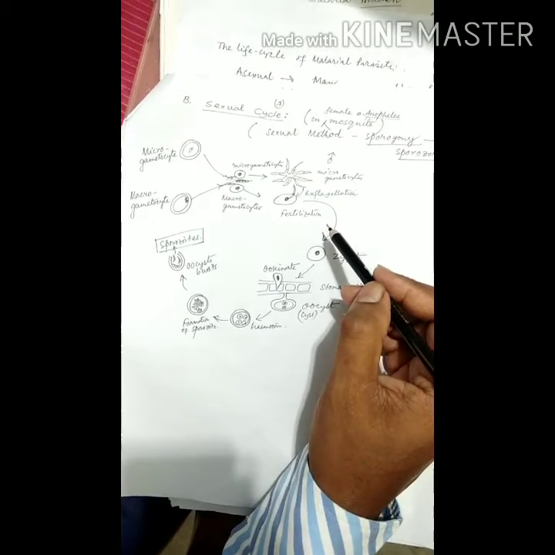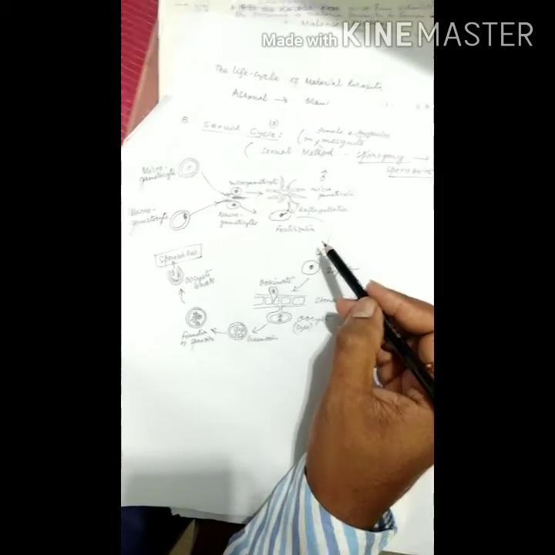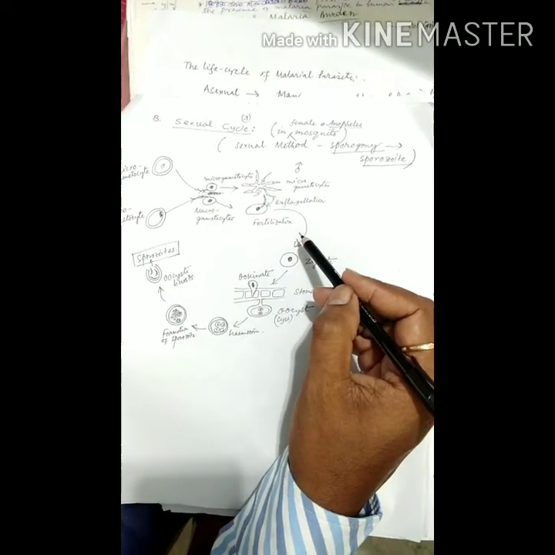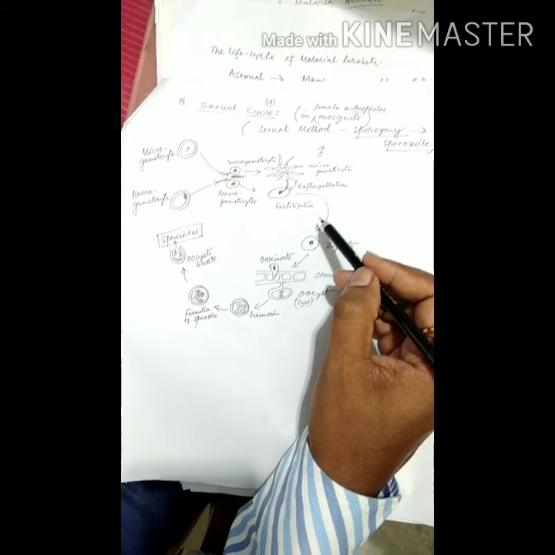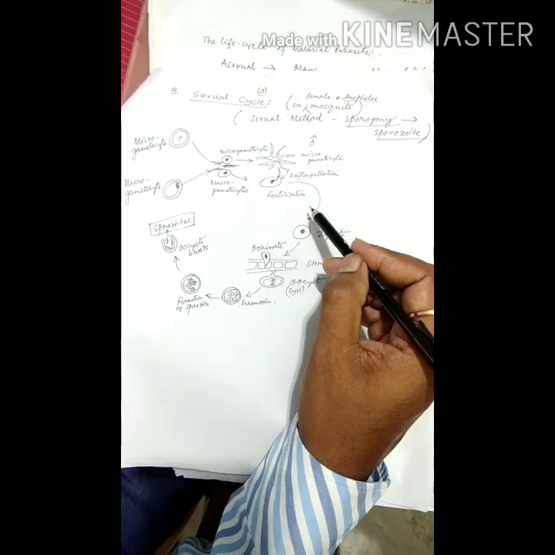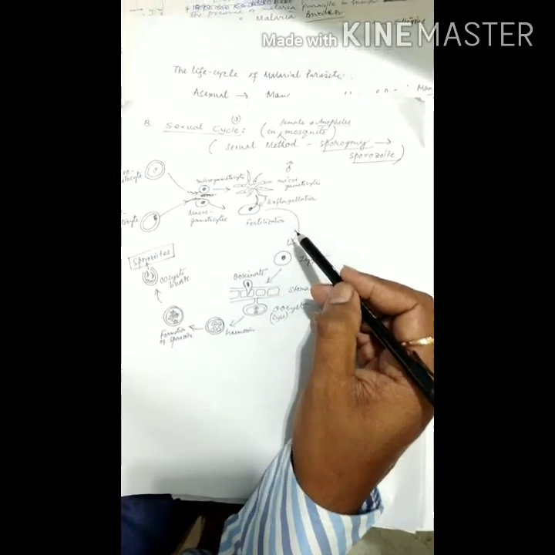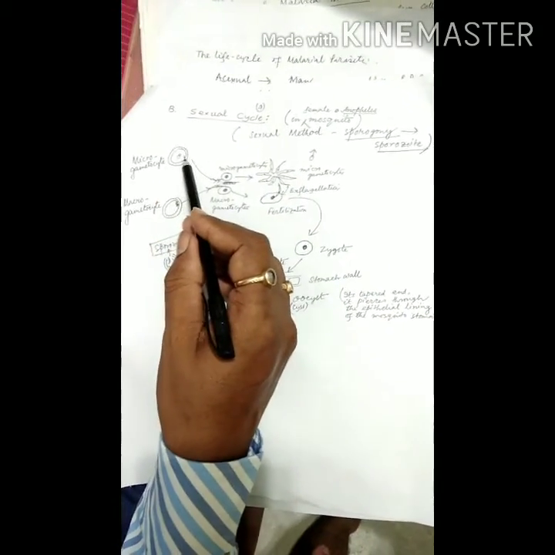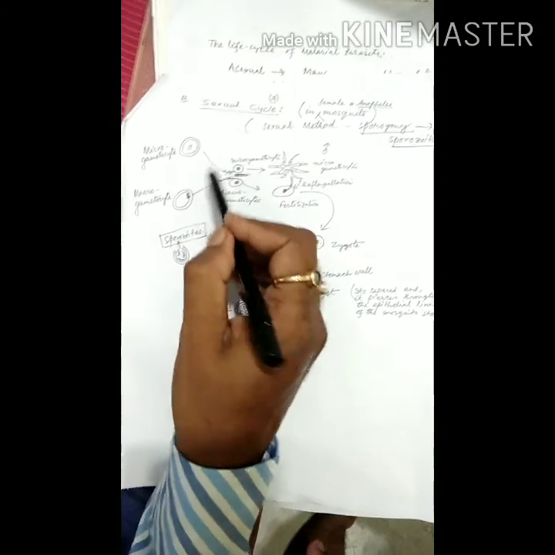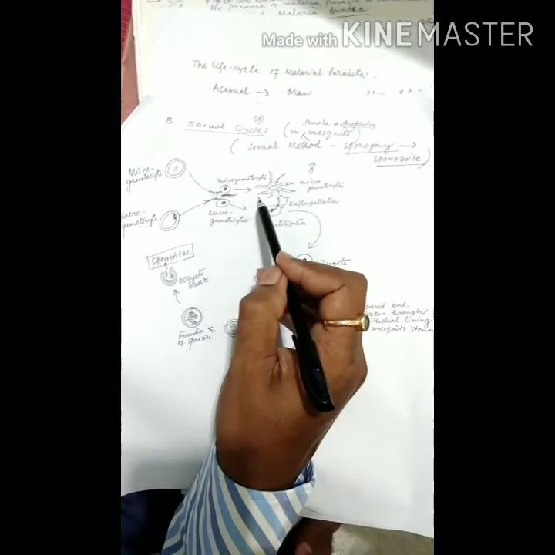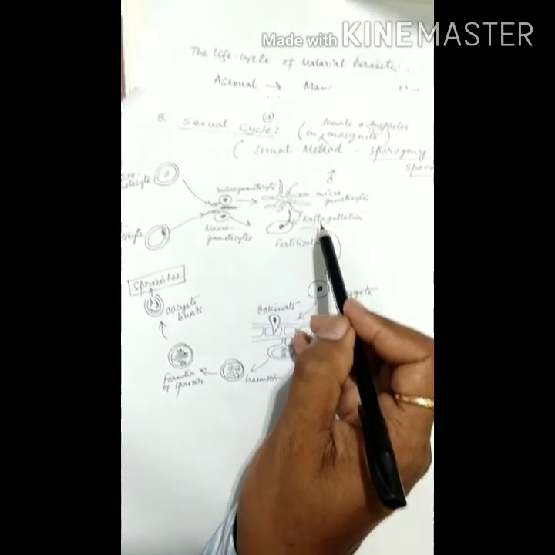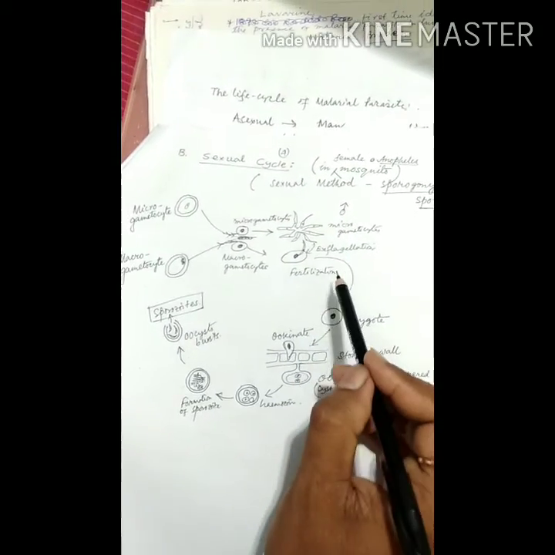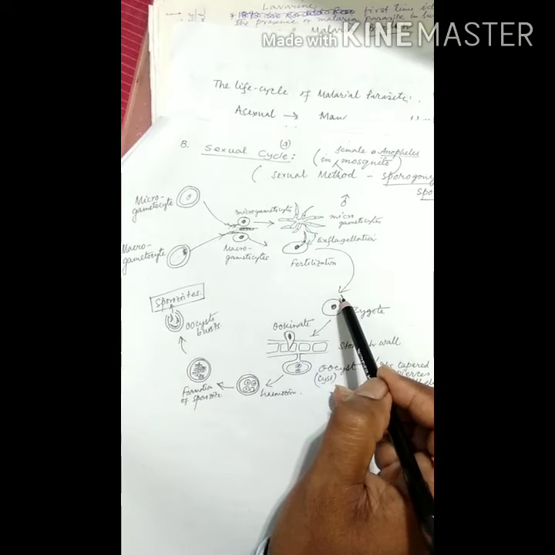Now comes the sexual cycle. It takes place in the mosquito, in the female Anopheles mosquito. The sexual method is sporogony, to form the parasite sporozoite. Microgametocytes and macrogametocytes are transformed, exflagellation takes place, and after fertilization they form a zygote.